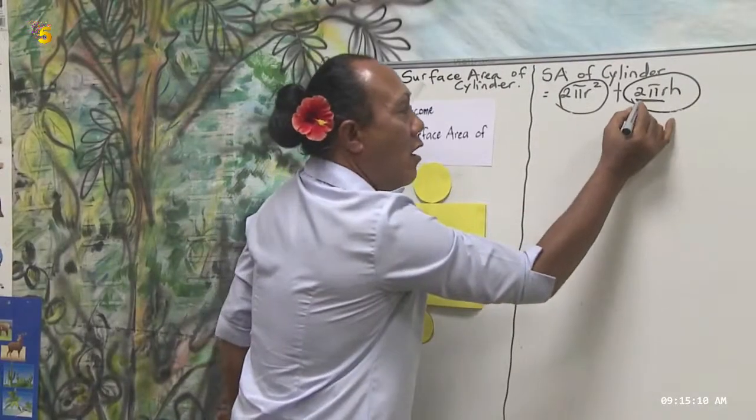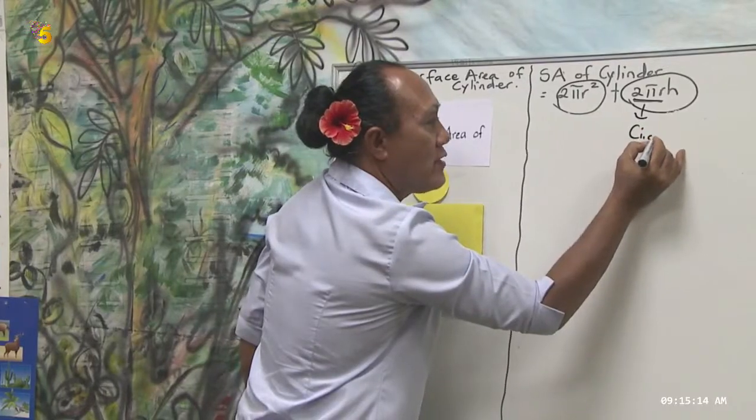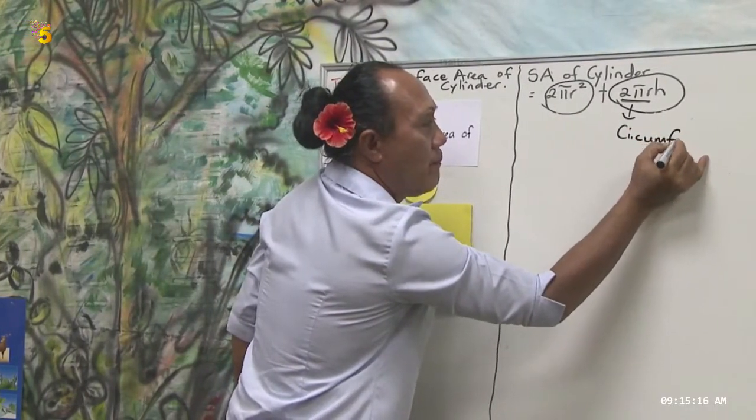2 pi r, or 2 pi r, if I can calculate the circumference. The circumference.